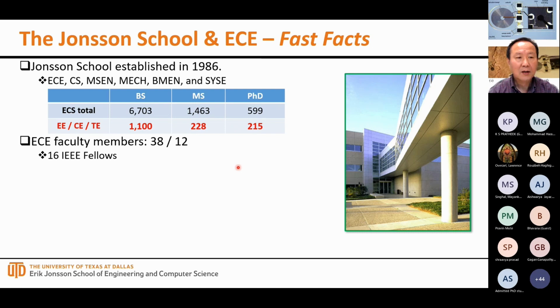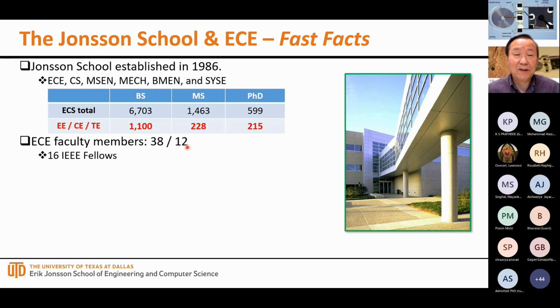In our department, there are a total of 38 tenure track faculty members and 12 non-tenure track faculty members. We just hired two new faculty members, so this number will become 40, and likely we will have one more, 41, in the fall semester, and we'll have more non-tenure track faculty as well.